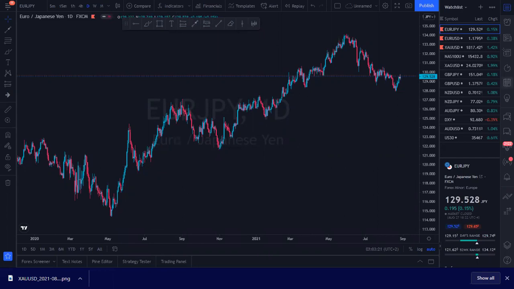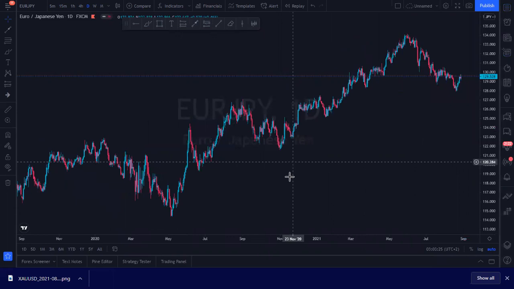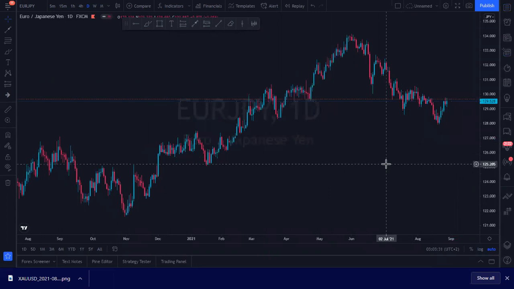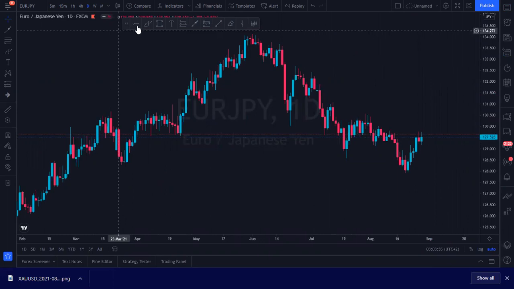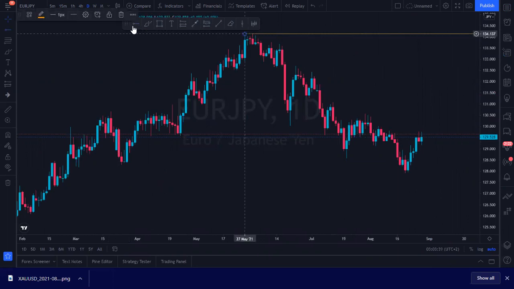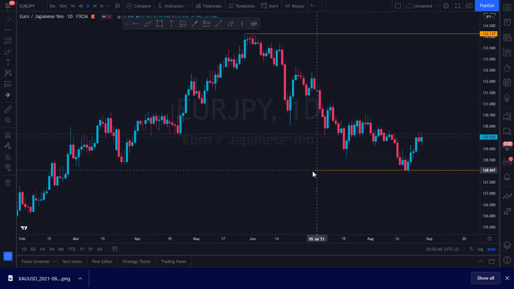So today I'm going to analyze EURJPY. This is my market breakdown. As you know, this is the way I analyze the market. Whenever I'm analyzing, I always start by marking my resistance and support levels.